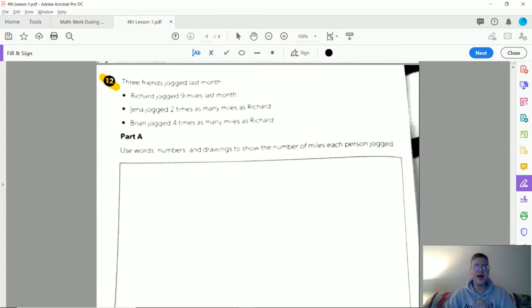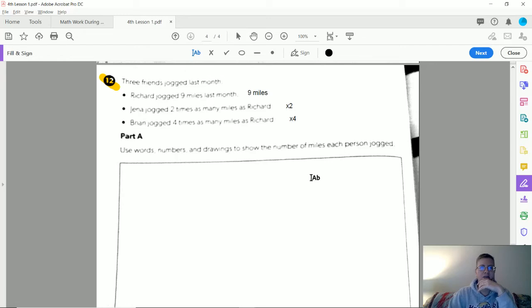Number 12, apologies for the way this showed up. This particular screen capture didn't work very well for this page. So our basic facts, we have 9 miles. We're doing times 2 for this one, and we're doing times 4 for this one.